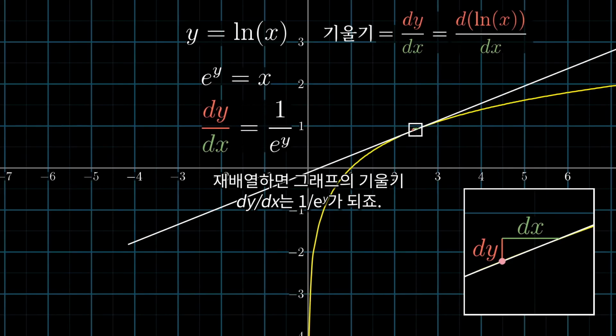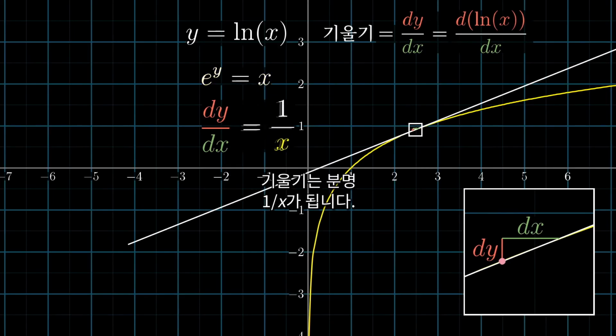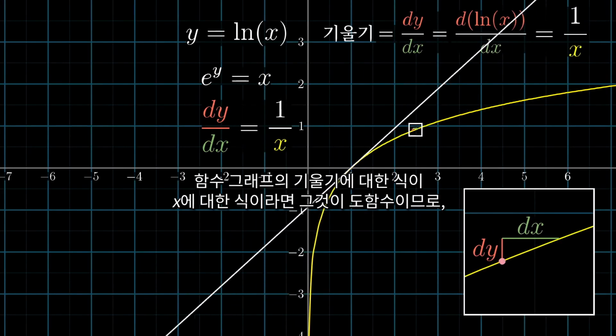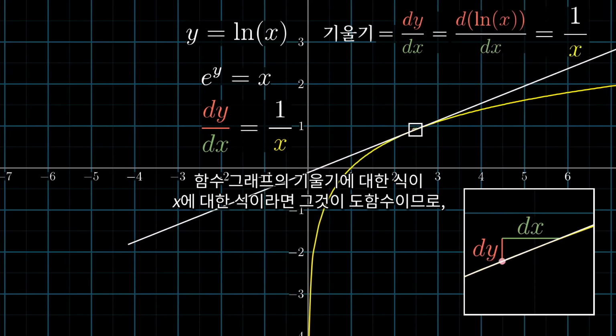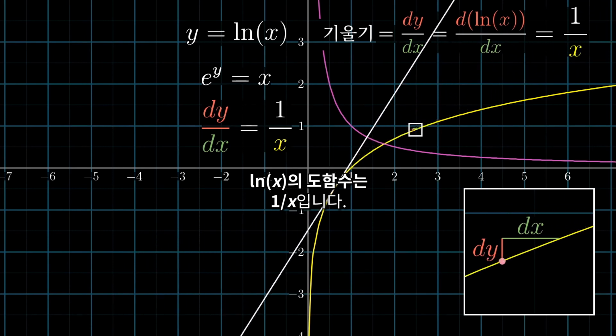Rearranging, that means that dy divided by dx, the slope of our graph, equals 1 divided by e to the y. And when we're on the curve, e to the y is, by definition, the same thing as x. So evidently, this slope is 1 divided by x. And of course, an expression for the slope of a graph of a function, written in terms of x like this, is the derivative of that function. So evidently, the derivative of ln of x is 1 divided by x.